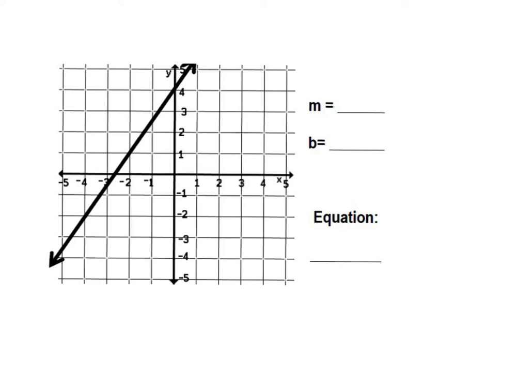So for these next few problems, you're going to be looking at some graphs, and I'm going to be asking you to write an equation in y equals mx plus b form, so in slope-intercept form, from the graph. So let's get started with a couple examples. So again, we're looking at y equals mx plus b, where m is our slope and b is our y-intercept.